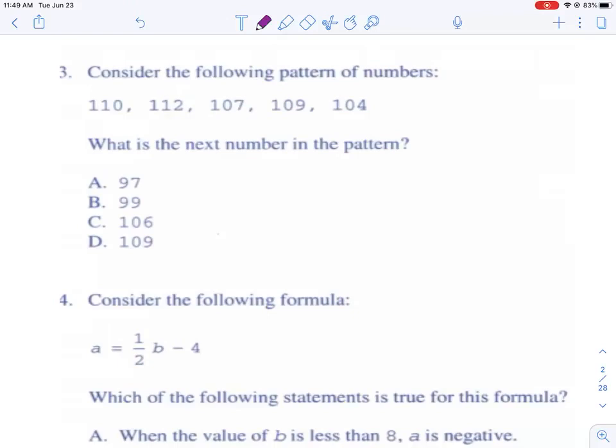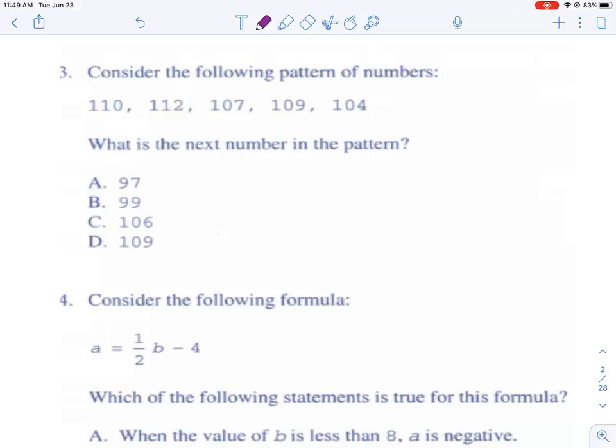What I always look for is, does it appear to be going down each time? Does it appear to be going up each time? Does it go back and forth? I first try to look for just the very subtle basics.